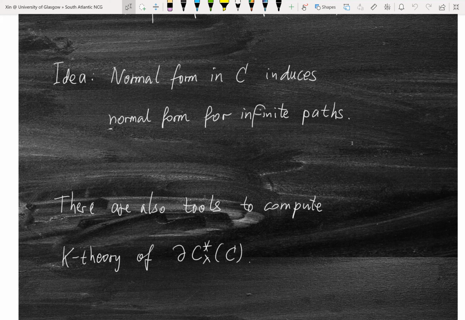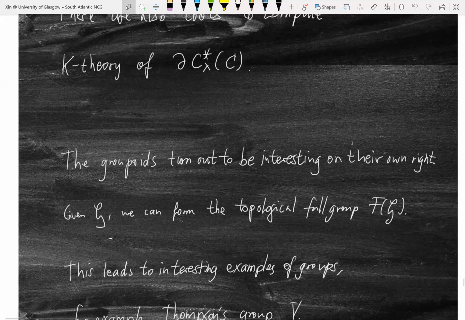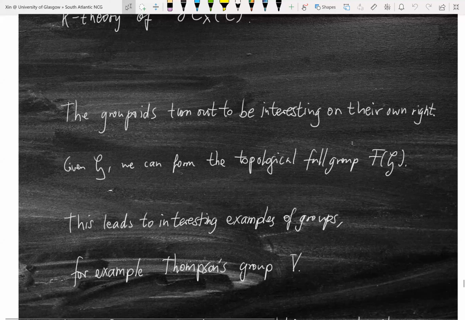And maybe last thing I'll say is the reason why I started to look at them was actually I was interested in what are called topological full groups. So these are certain very interesting groups, which you can attach to these groupoids. And in the classical case of the groupoid for O2, the one we sort of touched, the group you get is Thomson's group V. So you get interesting groups in this way.